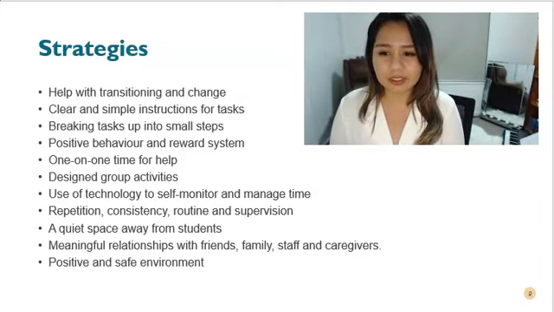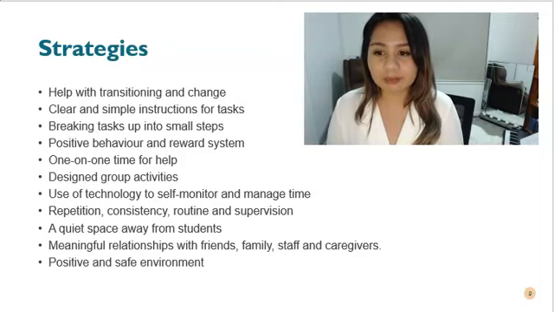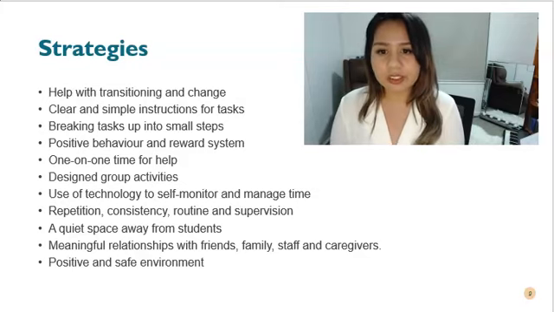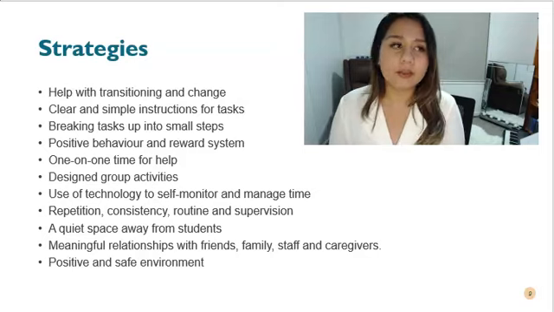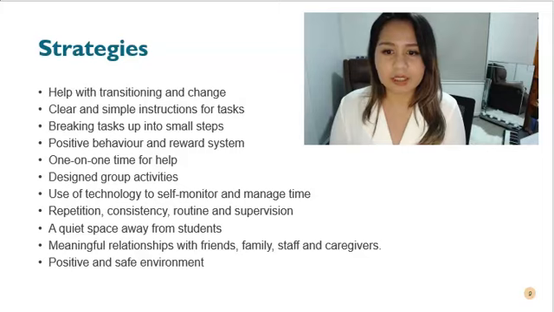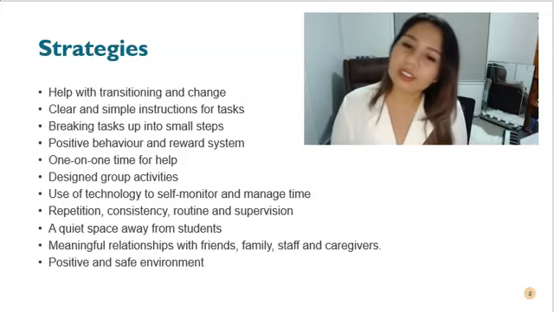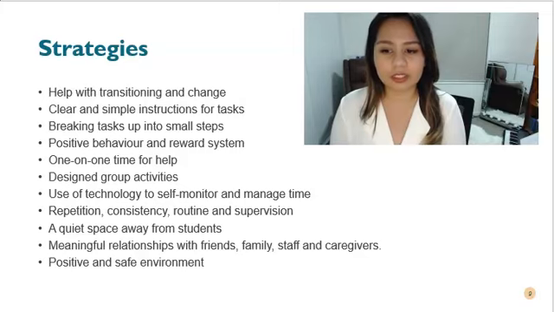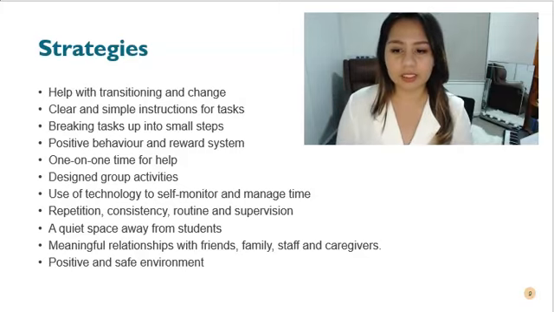Use of technology to self-monitor and manage time, as they struggle with getting things done on time, and just use repetition, consistency, routine, and supervision. So stability is very important as well. Quiet space away from students might be needed if things go south, just to have some time and readjust. Meaningful relationships with friends, family, staff, and caregivers, and definitely a positive and safe environment.